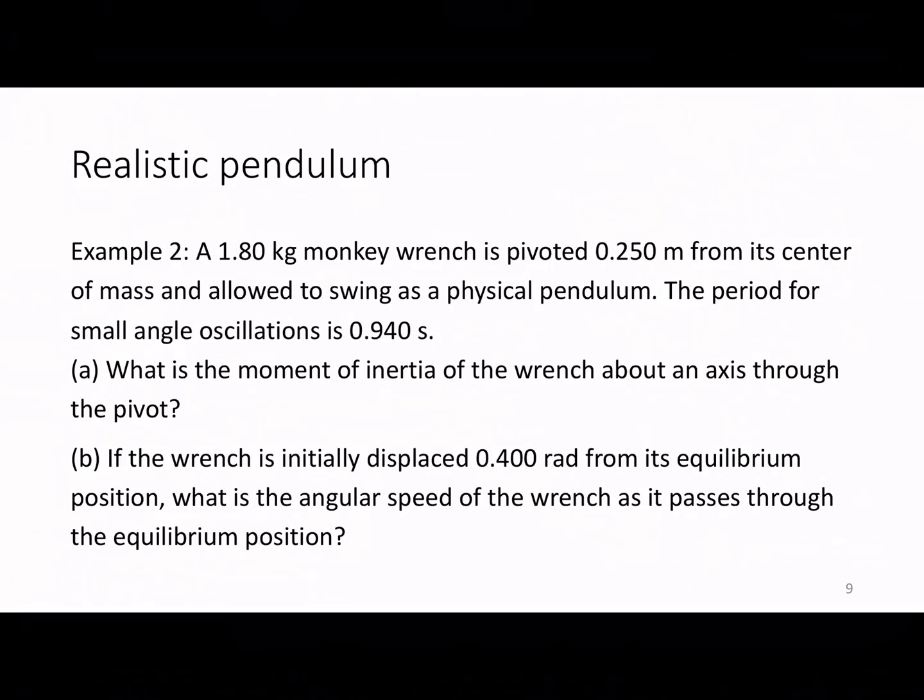Imagine I have a 1.8 kilogram monkey wrench pivoted 0.25 meters from its center of mass, and that it swings like a physical pendulum. The period for small angle oscillations, meaning small theta, is 0.940 seconds. So figure out what's the moment of inertia, and if I started off at 0.4 radians from its equilibrium, what's the angular speed of the wrench as it passes through equilibrium?